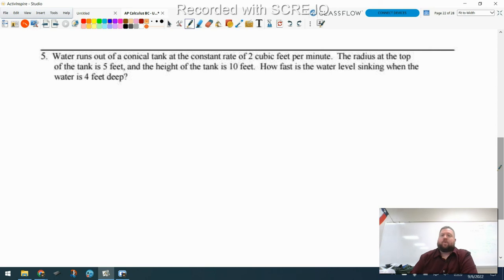All right, one more. Water runs out of a conical tank at a constant rate of 2 cubic feet per minute. Okay, so we need to draw a cone. So I'm going to draw a cone over here.